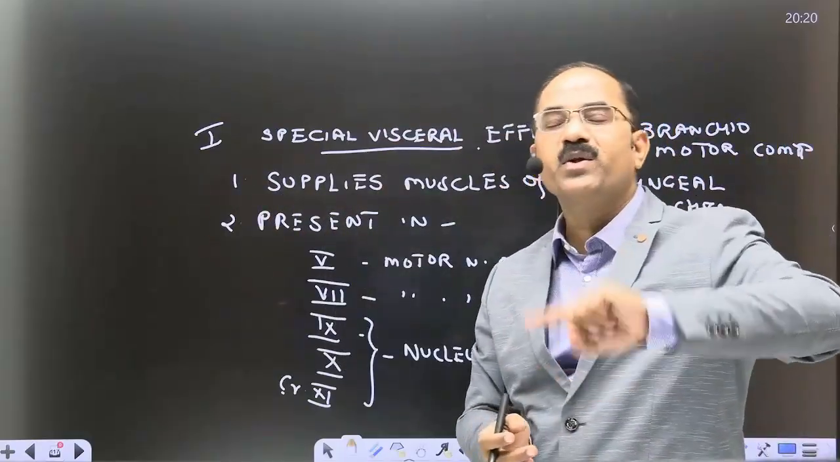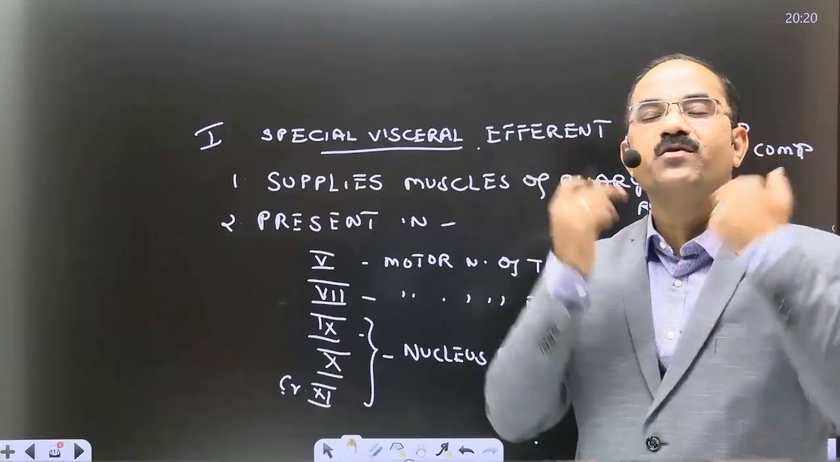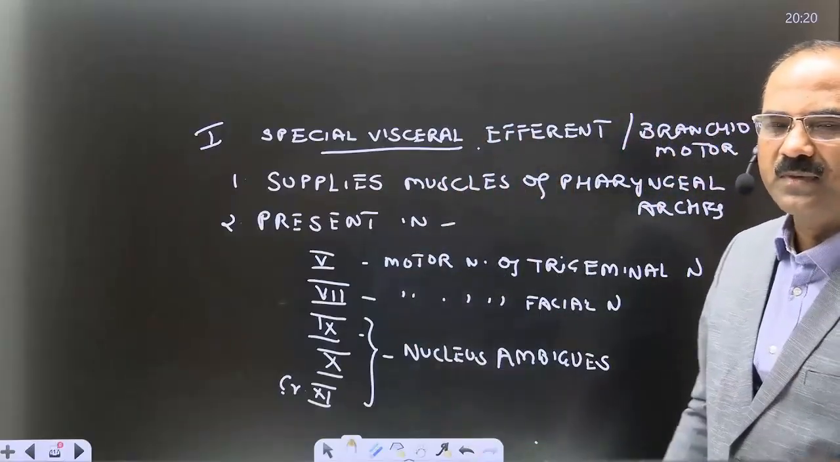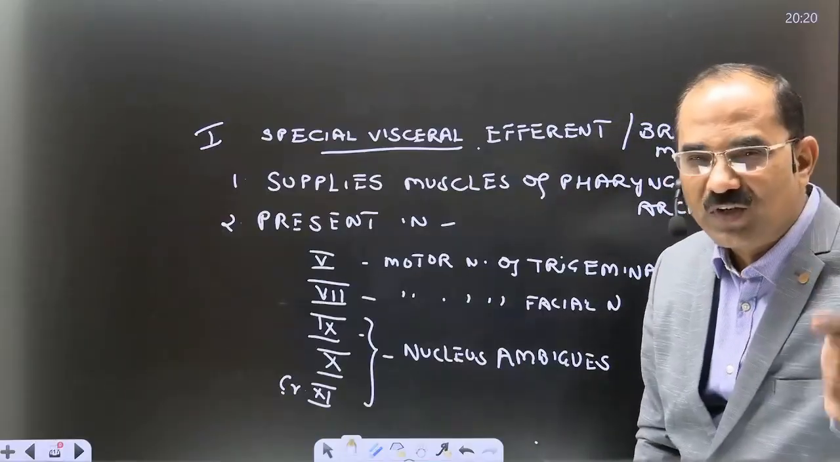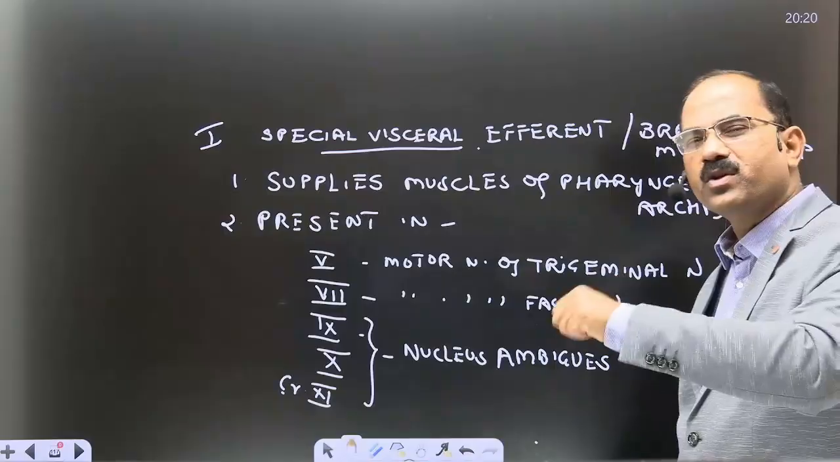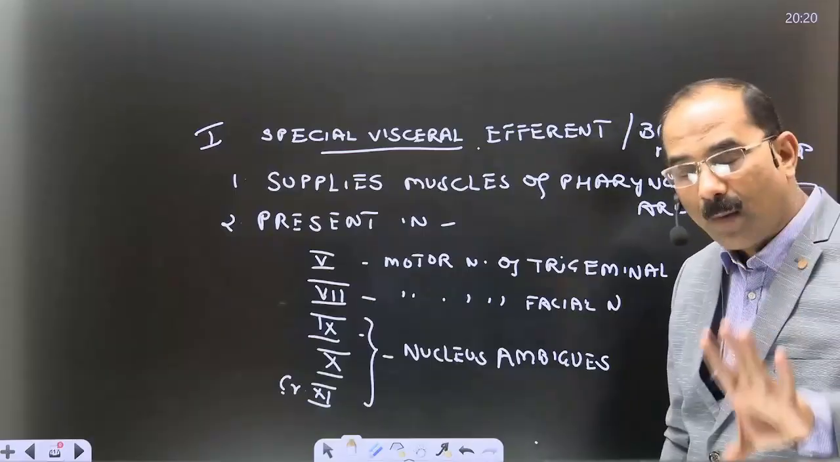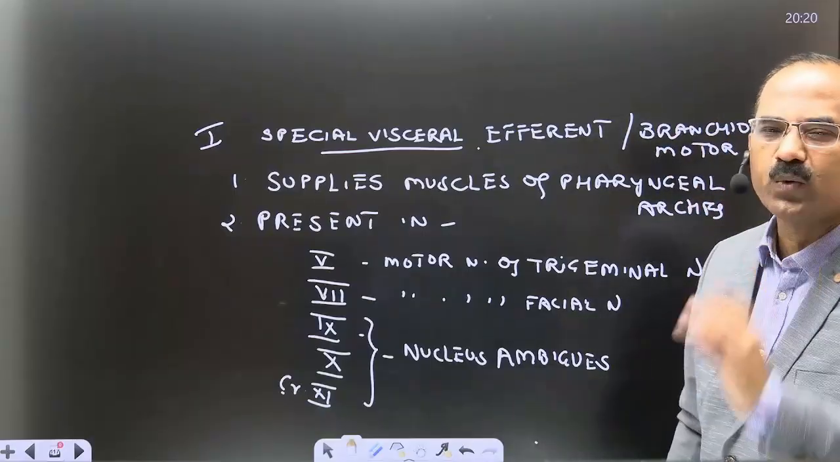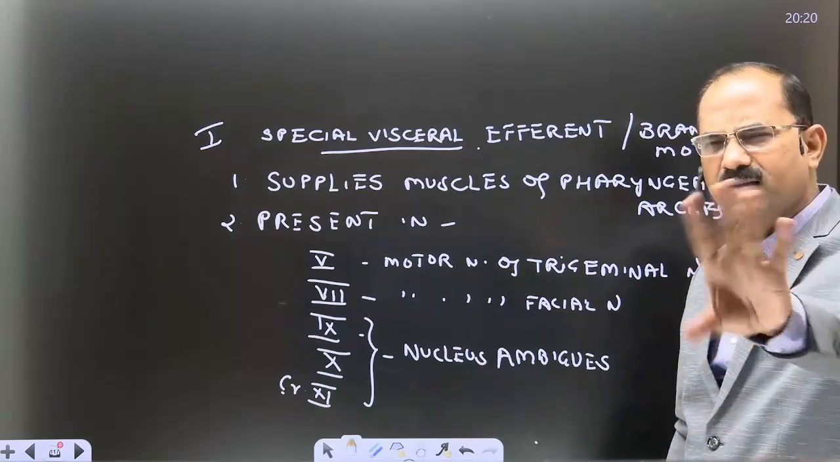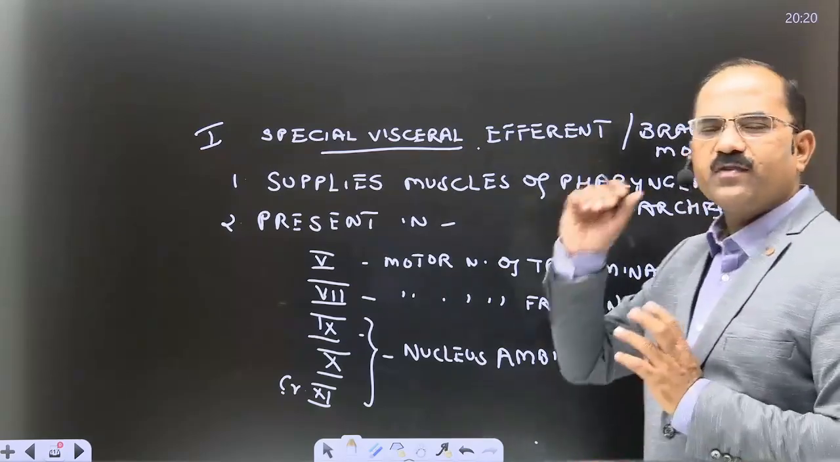What is the name of the nucleus of trigeminal nerve which supplies the muscles of first arch? Motor nucleus of trigeminal nerve. What is the name of the nucleus of facial nerve which supplies the muscles of second arch? The motor nucleus of facial nerve. And for the 9th, 10th, and cranial accessory, there's a common nucleus, that's nucleus ambiguus. You will understand this, it takes time. So that's the first functional component.